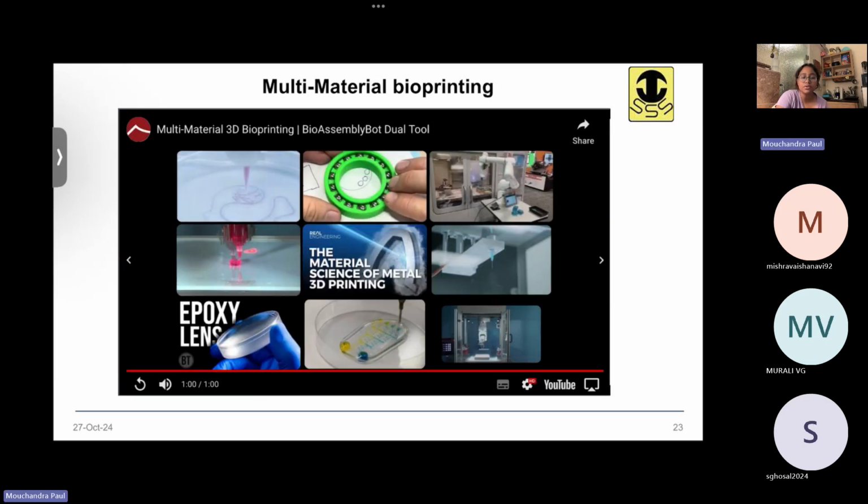So in this video, they are using the first type of configuration, where they are simply changing the printhead. One printhead is loaded with Bioink A and another is loaded with another bioink, and then they are switching. The robotic arm is able to switch between both of these printheads.